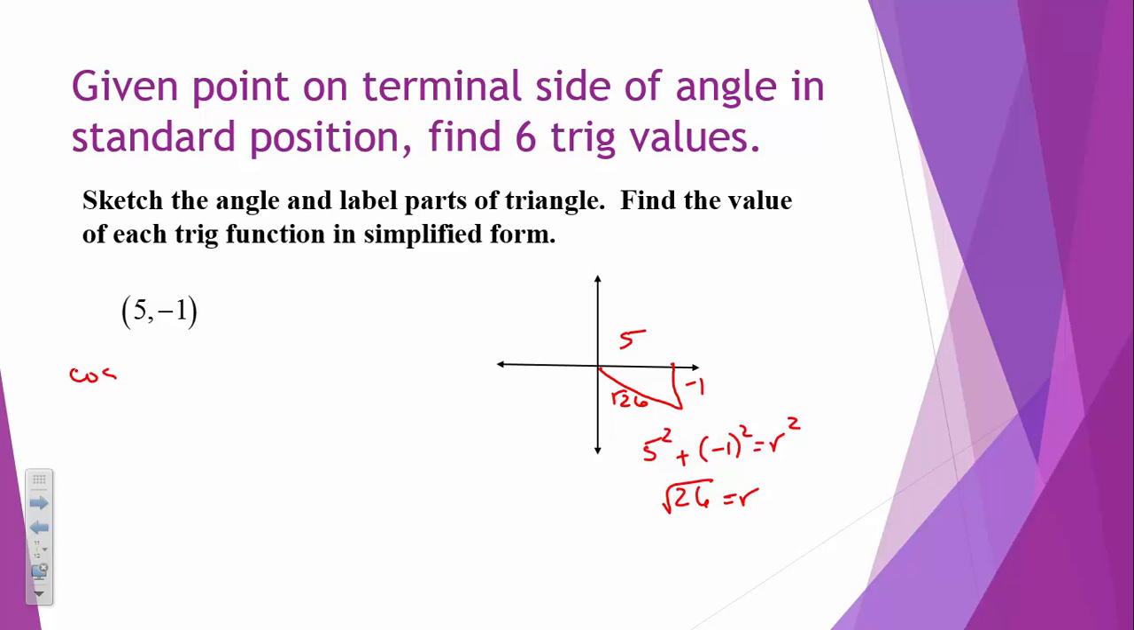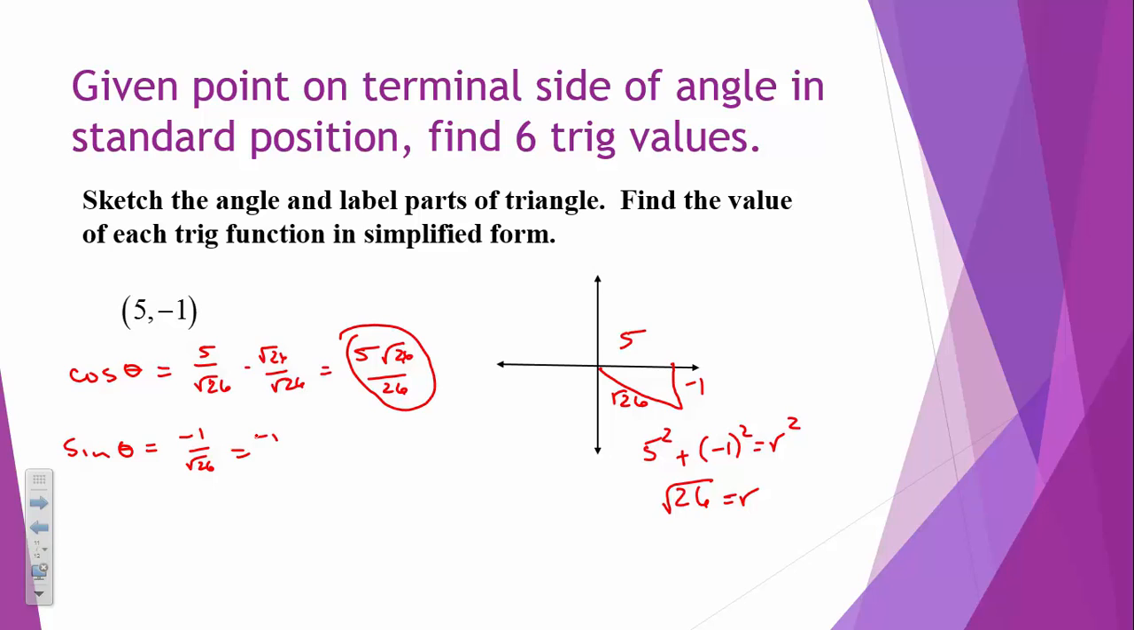So if r is the square root of 26, now I can find all the 6 trig values. The cosine of my angle theta is going to equal the x value over the radius, which when I rationalize my denominator, I'm going to get 5 radical 26 over 26. That's the x, that's the cosine. Sine of my angle is going to equal the y value over r. When I rationalize my denominator, I'll get negative square root of 26 over 26. That's the sine.